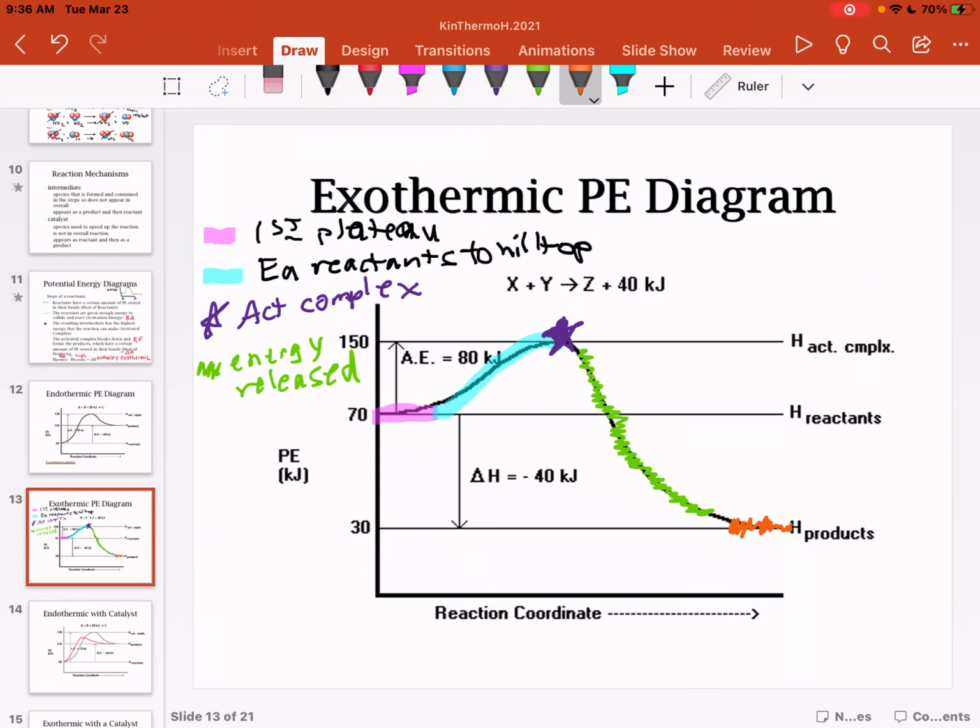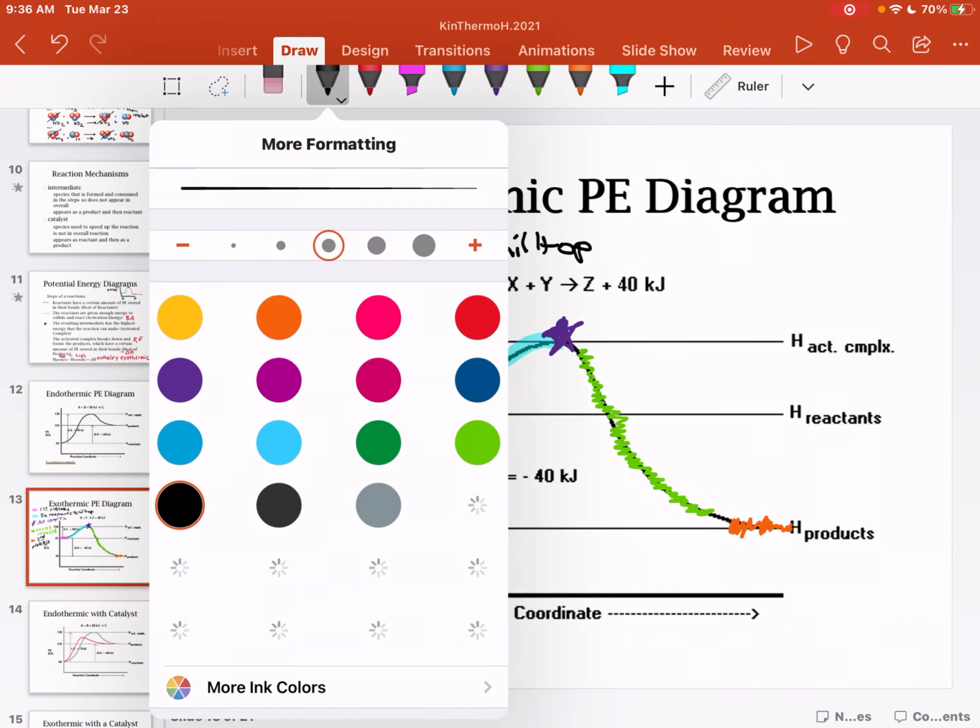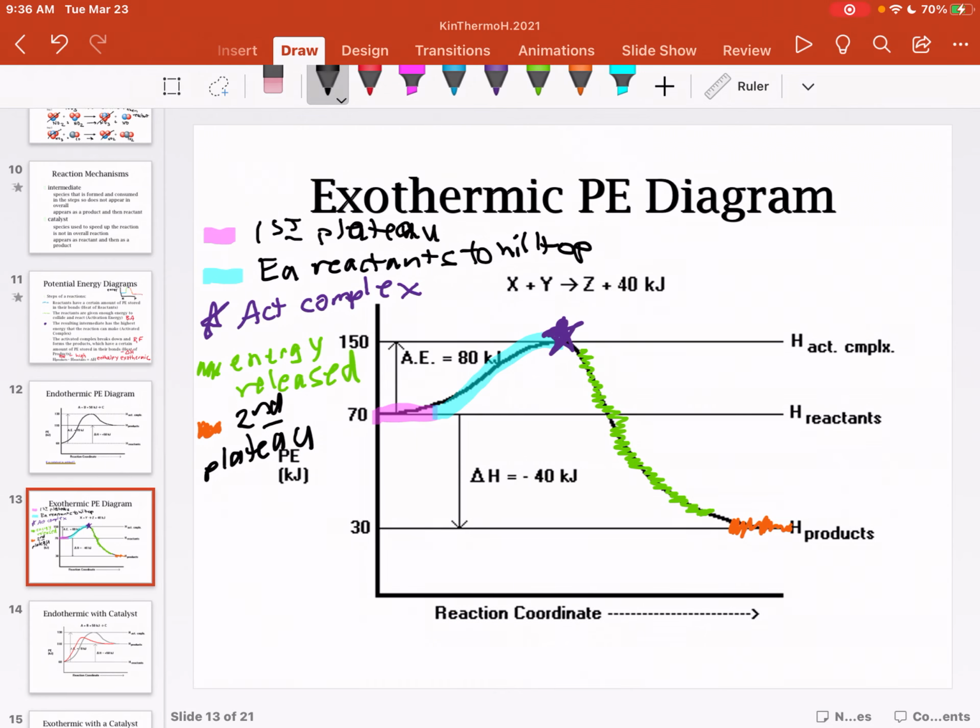And my last plateau is the energy of my products. The energy of my products in this particular situation, you can see, is lower than the energy of my reactants. So how do I calculate my delta H, or my enthalpy? I took the energy of the products, which is 30 kilojoules, and I subtracted the energy of my reactants, which is 70 kilojoules, and that's how I got my delta H.